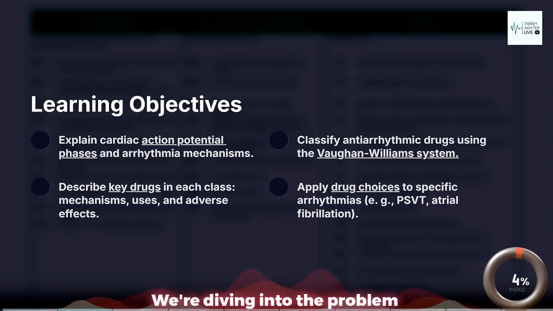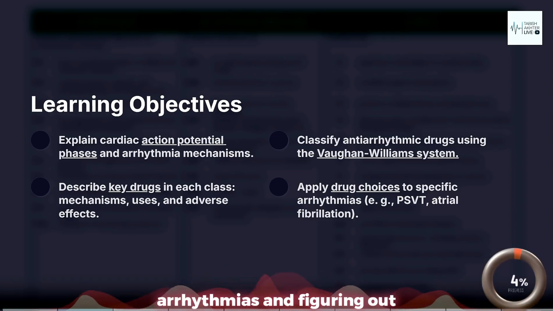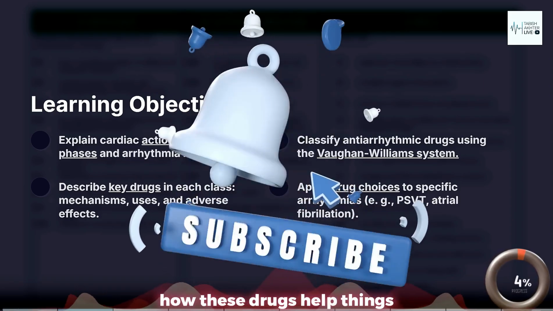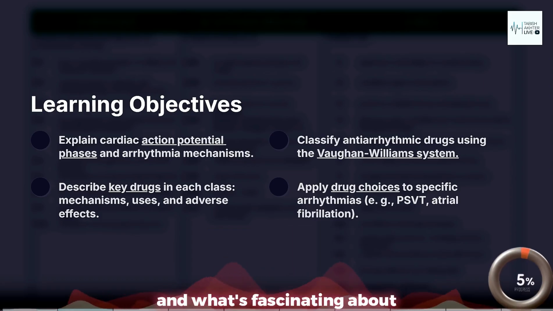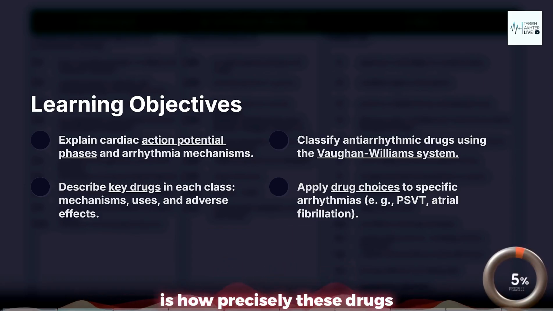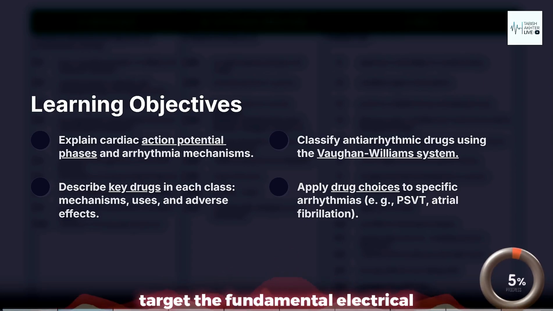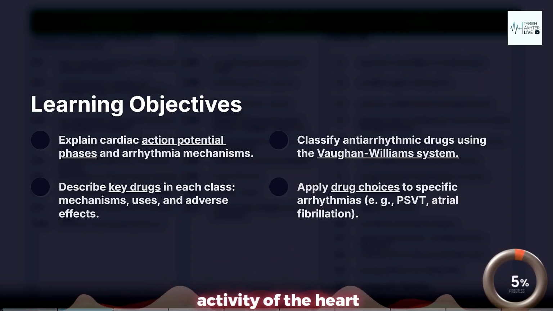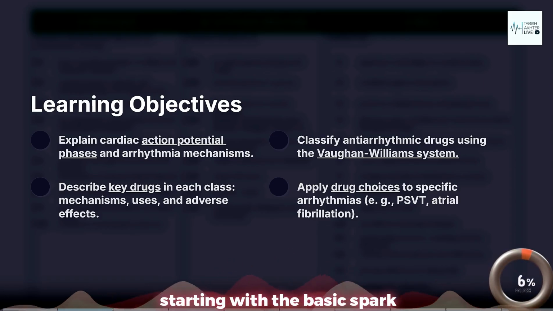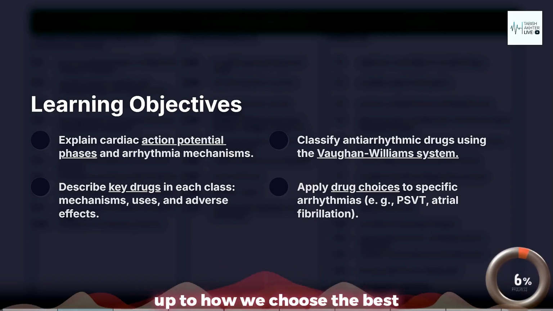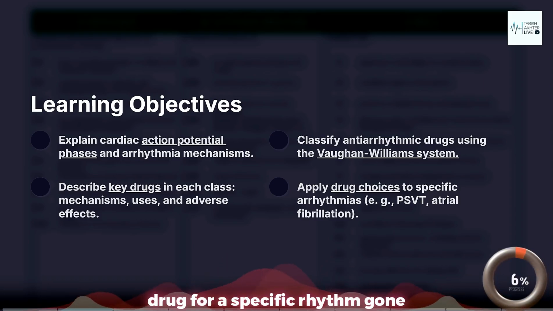We're diving into the problem of heart rhythm disturbances, or arrhythmias, and figuring out how these drugs help things tick as they should. And what's fascinating about this area is how precisely these drugs target the fundamental electrical activity of the heart. Our sources really illuminate this, starting with the basic spark of each heart cell and then building up to how we choose the best drug for a specific rhythm gone wrong.